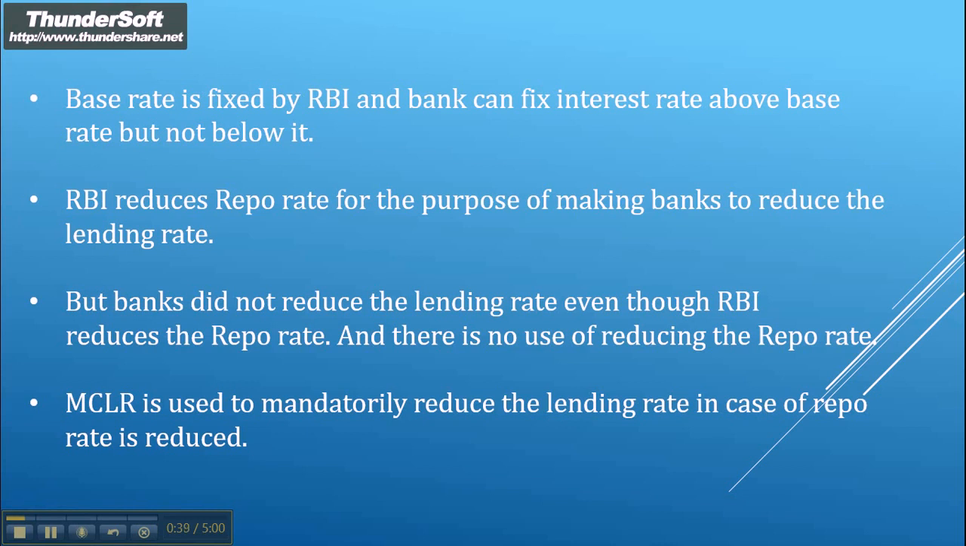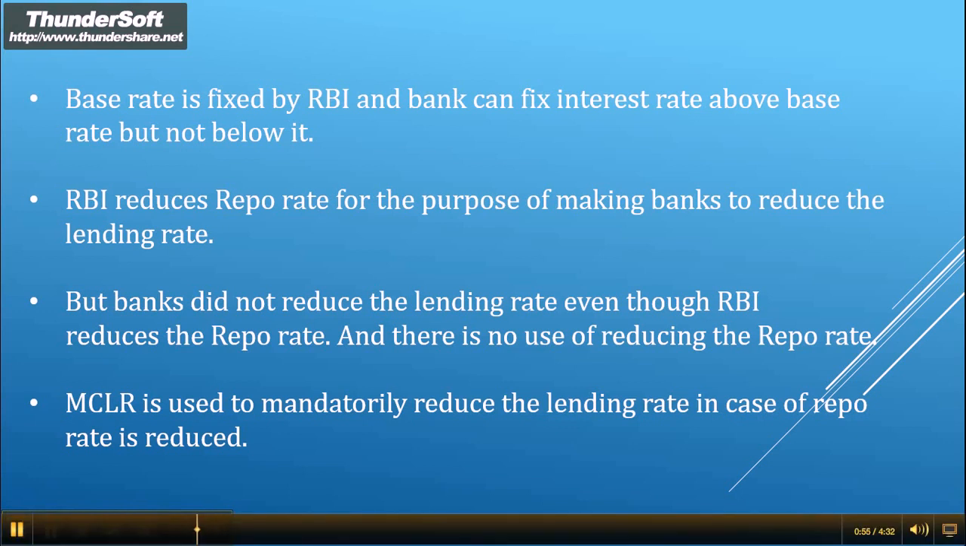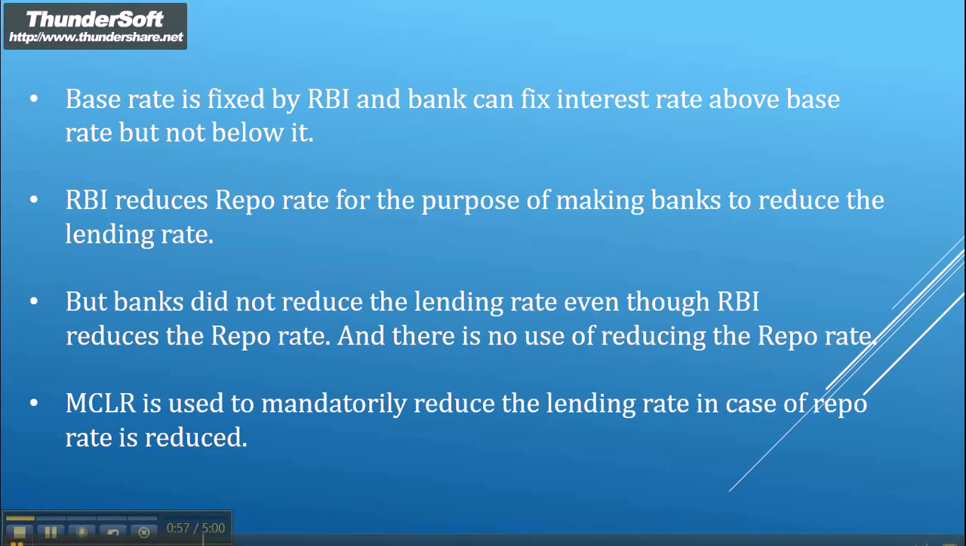First of all, we should know what the base rate is in depth, so I'll explain it now. The base rate is fixed by RBI, and banks can fix interest rates above the base rate but not below it. If RBI reduces the repo rate to make banks reduce the lending rate, but banks do not reduce the lending rate even though RBI reduces the repo rate, then there is no use of reducing the repo rate.